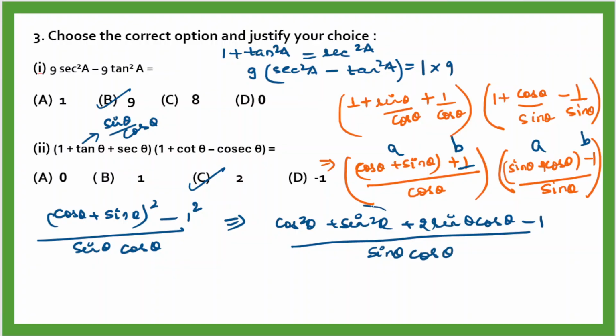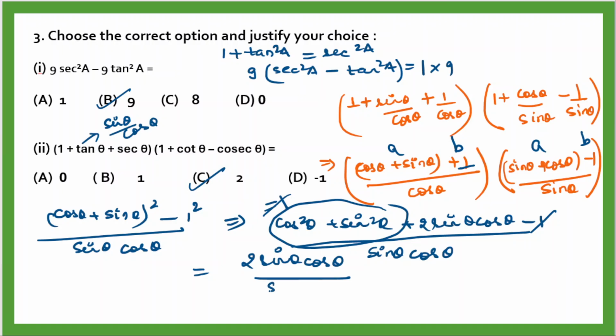We know that sin square theta plus cos square theta equals 1 by trigonometric identity. So this 1 and this 1 will get cancelled out. So you are left with 2 sin theta cos theta divided by sin theta cos theta. So you will get 2 in the answer.